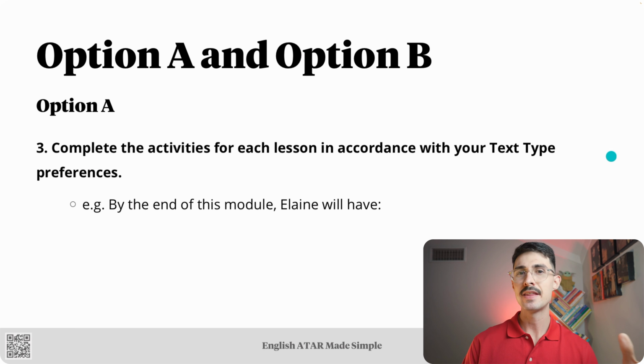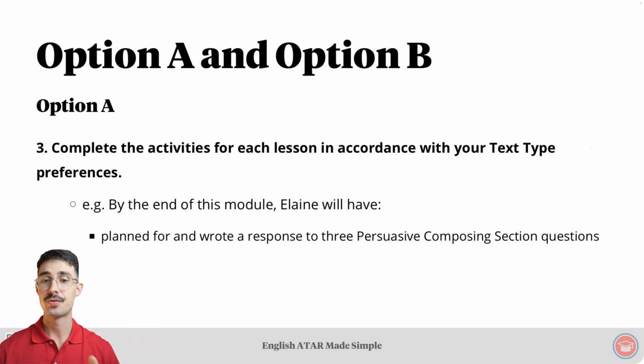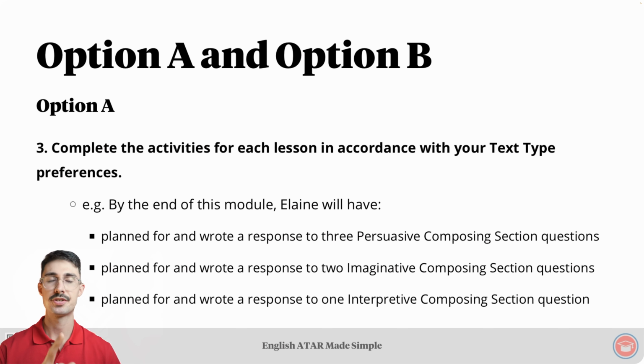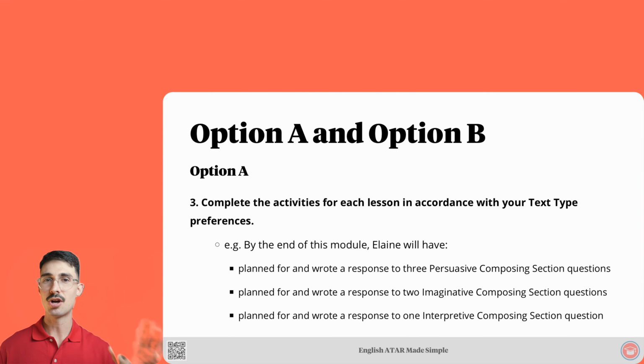For example, by the end of this module, Elaine will have planned for and wrote a response to 3 persuasive composing section questions, planned for and wrote a response to 2 imaginative composing section questions, and finally planned for and wrote a response to 1 interpretive composing section question. All of that stuff is option A.